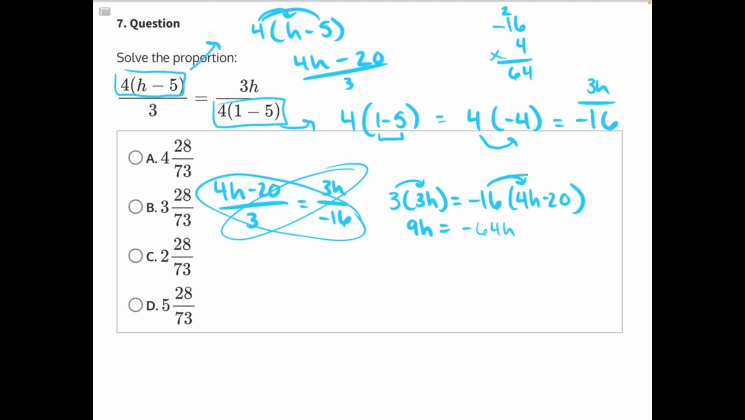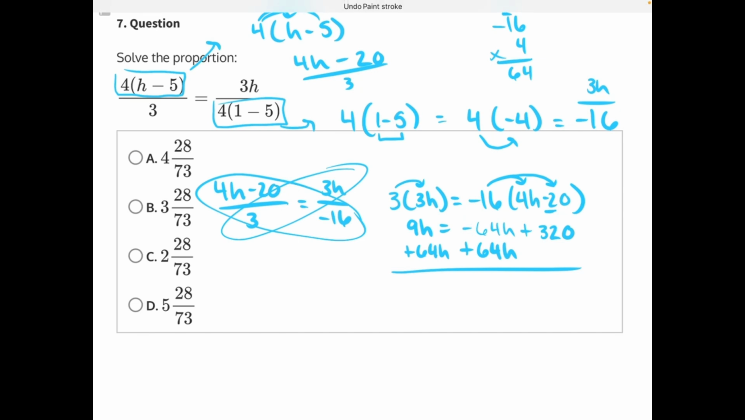And then for the next one, 16 times negative 20. First of all, two negatives will make a positive here. 16 times 2 would give us 32, and we just add that 0, so we have a 320. Now we can combine like terms, so we can add 64h to both sides, since that's the opposite of the negative sign right here. These will cancel, leaving us with 73h equals 320.